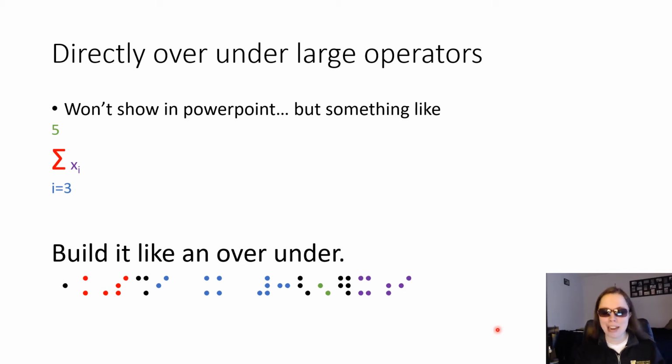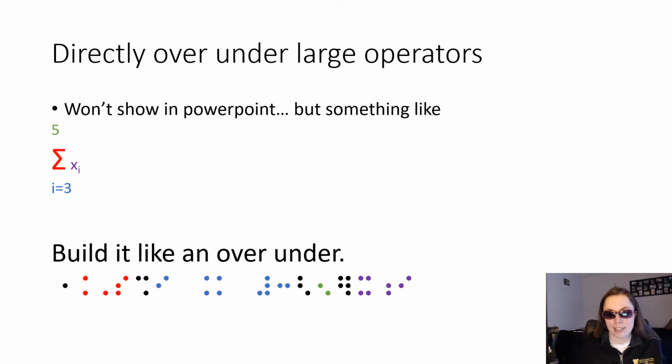Again, like many things in math, as the TVI, you're going to transcribe whichever style the print was. If the print was over under, Braille it over under. If the print was a subscript and superscript after it that are stacked, Braille it that way after.